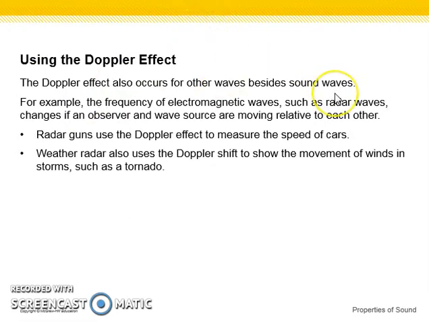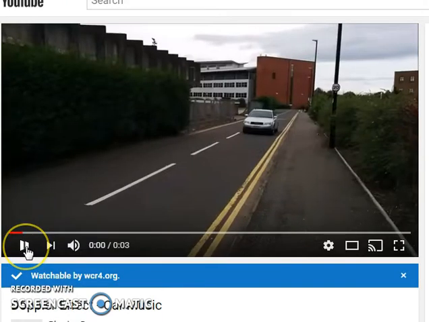The Doppler effect also occurs for other waves besides sound waves. For example, the frequency of electromagnetic waves, which will be our next chapter, such as radio waves. Radar guns use the Doppler effect to measure the speed of cars, and weather radar also uses the Doppler effect to show movement of winds and storms such as tornadoes.